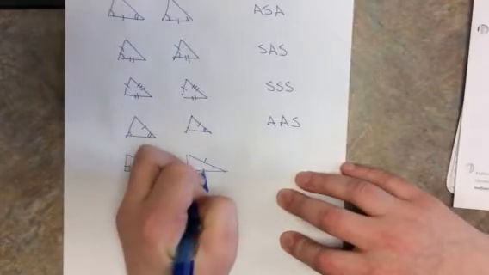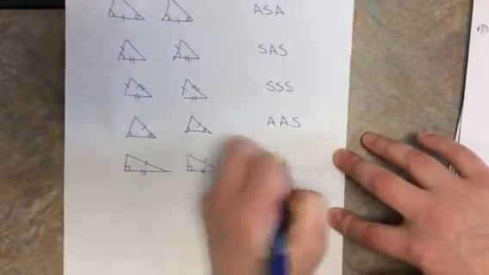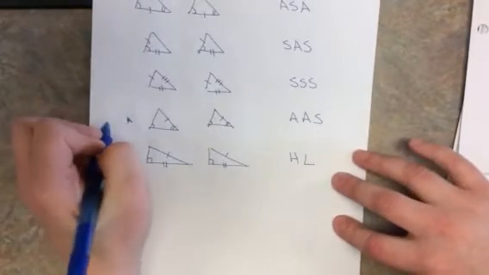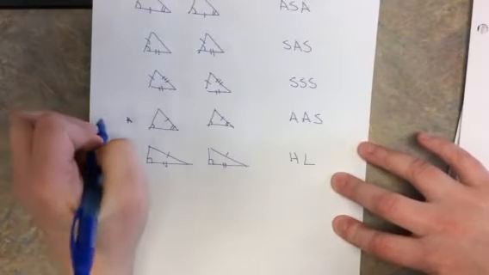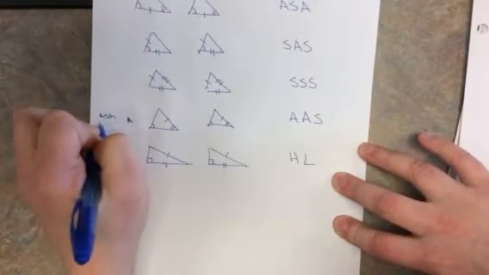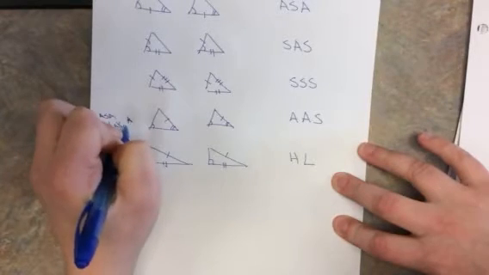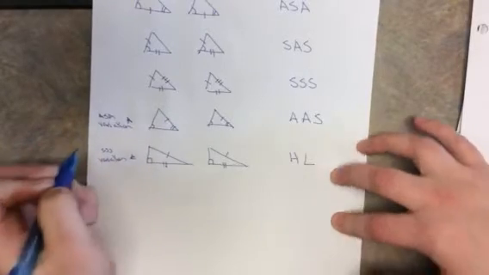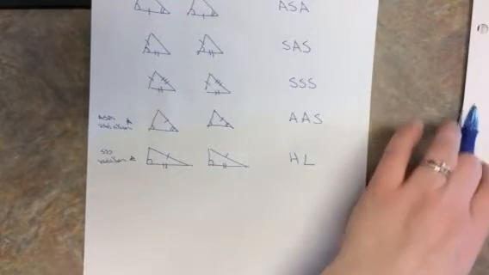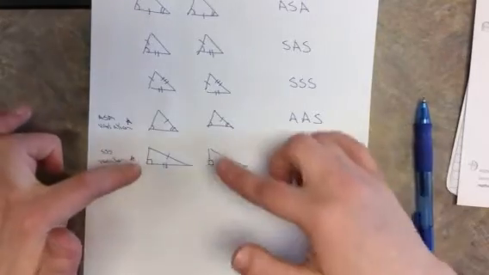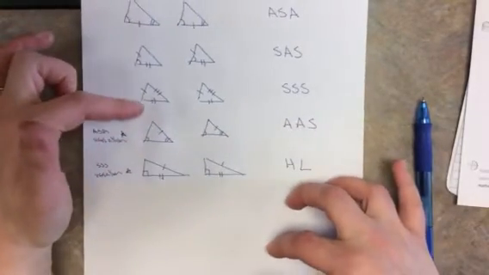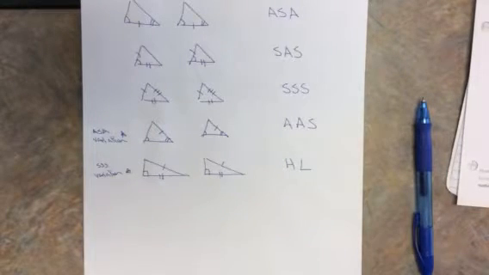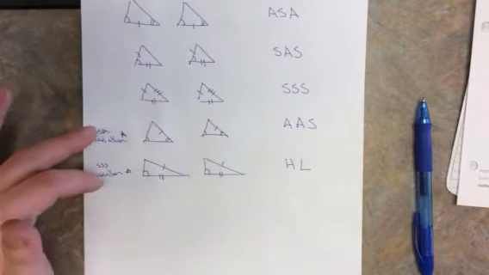So hypotenuse and leg. These last two are really just variations of other things. This is really just an angle, side, angle variation. And this is really just a side, side, side variation. And that happens a lot in geometric proof. You'll get things where you might have a slightly different variation of something you already know, but if you can piece it together with some other things that you know, then you've just proven another new shortcut that you can use. And that's kind of what we did here.